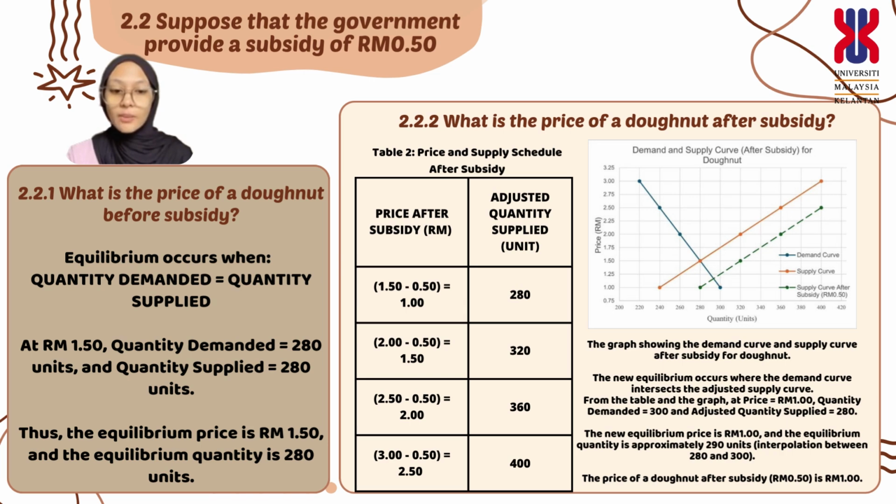With the adjusted supply data, we plotted a new supply curve after subsidy, shown as a dashed line. The new equilibrium occurs where the demand curve intersects the adjusted supply curve. From the graph and the table, we find that at RM1, the adjusted quantity supplied is 280 units, and the quantity demanded is approximately 300. The result is a slight surplus of 20 units, highlighting how subsidy can shift market dynamics.